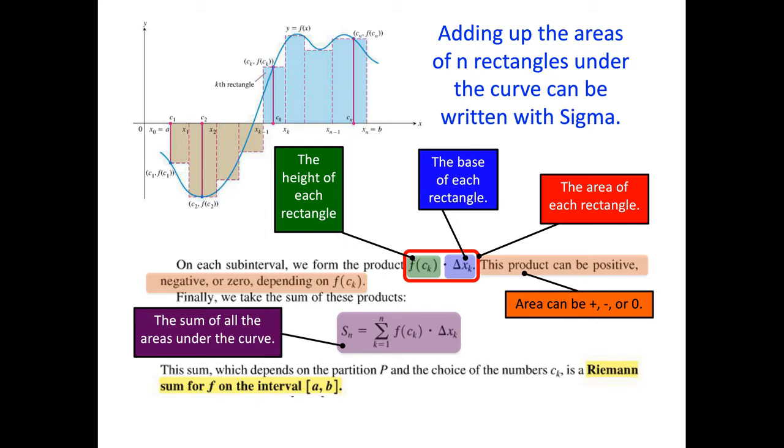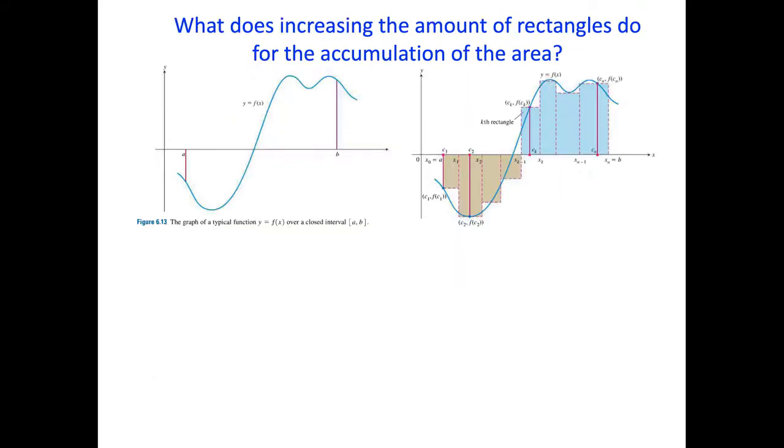Remember, sigma means to add up, and we want to add up a lot of these things. So this says the sum of f of c sub k times delta x sub k from k equaling 1 to n. That's the area of all of the rectangles under the curve. And this idea of doing these partitions and having all of these rectangles is where the Riemann sum comes from.